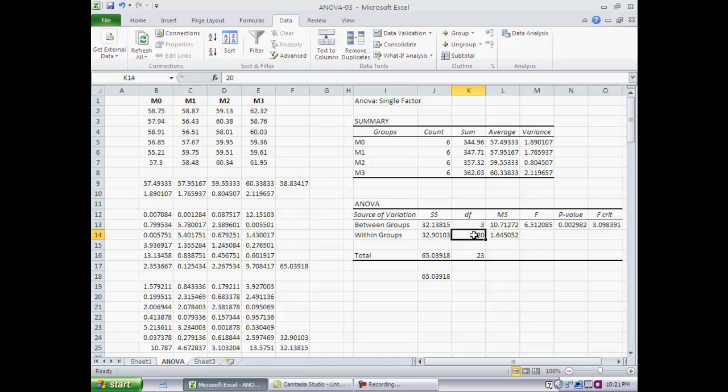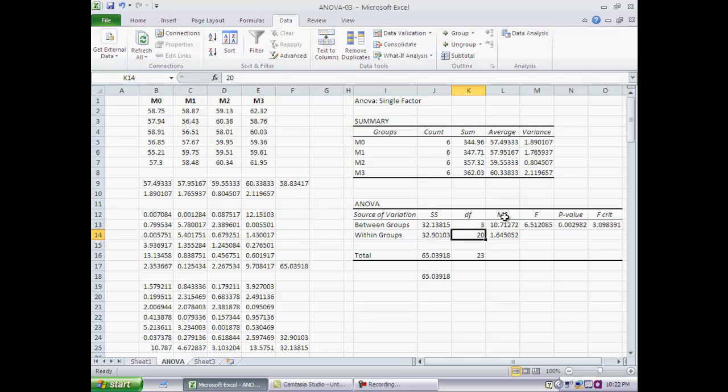And the degrees of freedom for within groups is the total number of data points minus the number of groups. So the total number of data points we have for our sample here is 6 times 4, which is 24. We have 6 data points for each sample, 4 samples, so 24 data points. There are 4 groups, so 24 minus 4 is 20. This is where this 20 comes from.